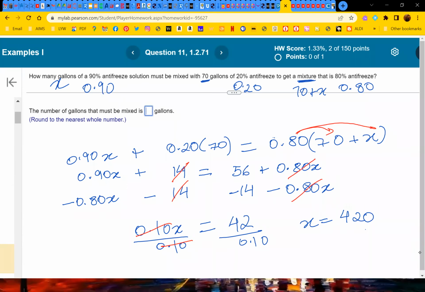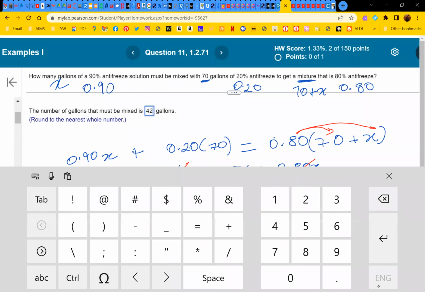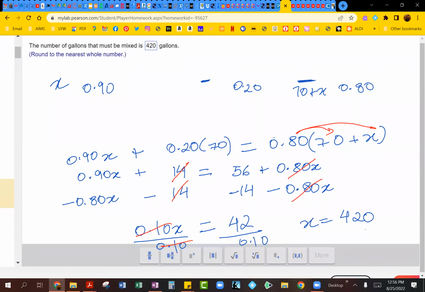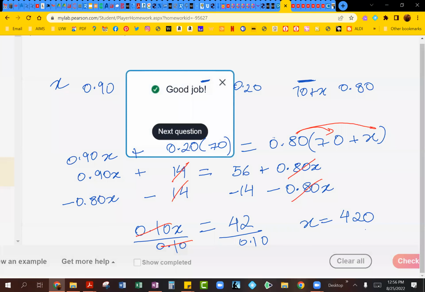So let's do a quick check over here. Good to go.